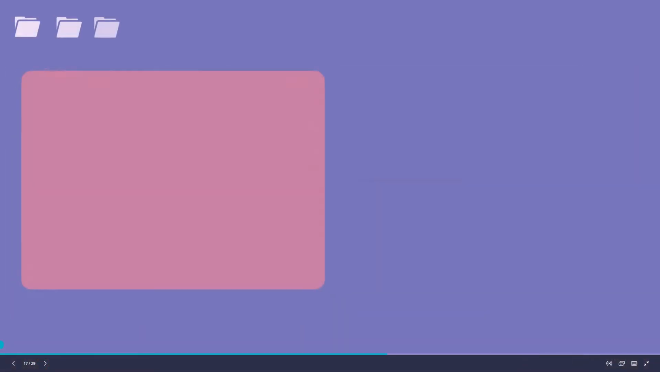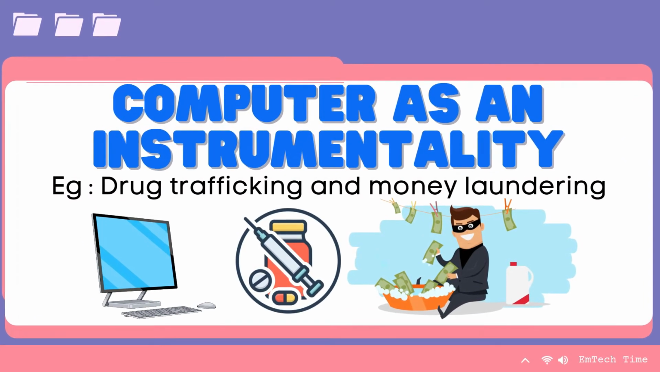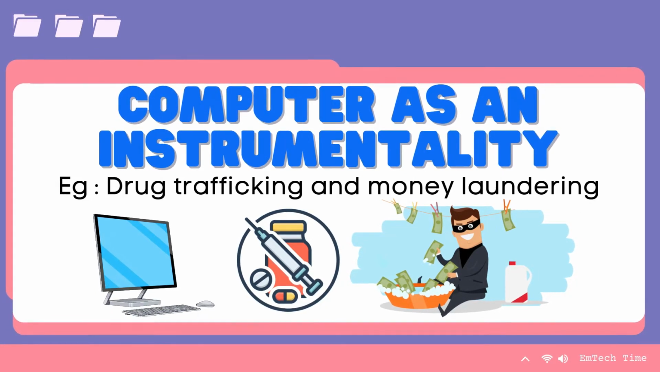The next type of cybercrime is computer as an instrumentality. The crime is committed by manipulating the contents of the computer system. With the advent of computers, criminals have started using the technology as an aid for perpetration. Examples of this are drug trafficking and money laundering.